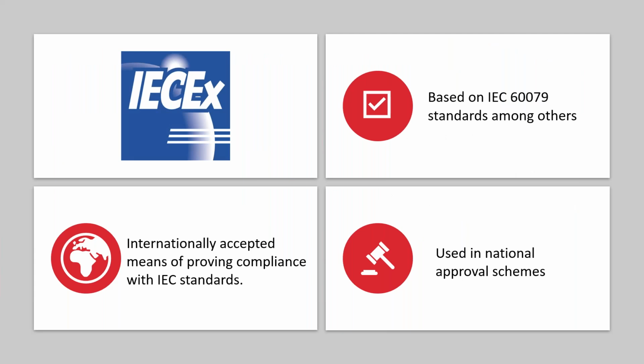So the first one you've probably all come across is IECEx. Now this is the certification system based on the IEC 60079 series of standards, among others. And these ones cover electrical equipment used in hazardous areas. Now, IECEx is an internationally accepted means of proving compliance with IEC standards. Product certification is carried out by an approved certification body, or an ExCB.